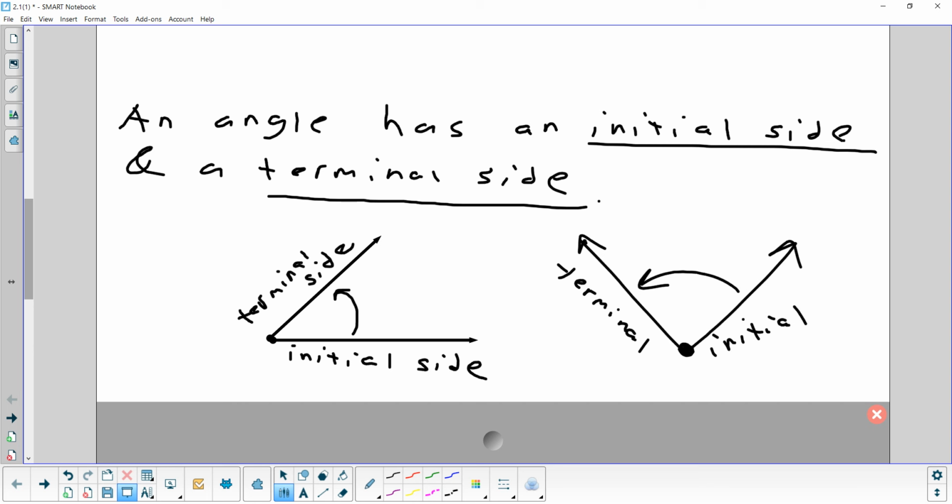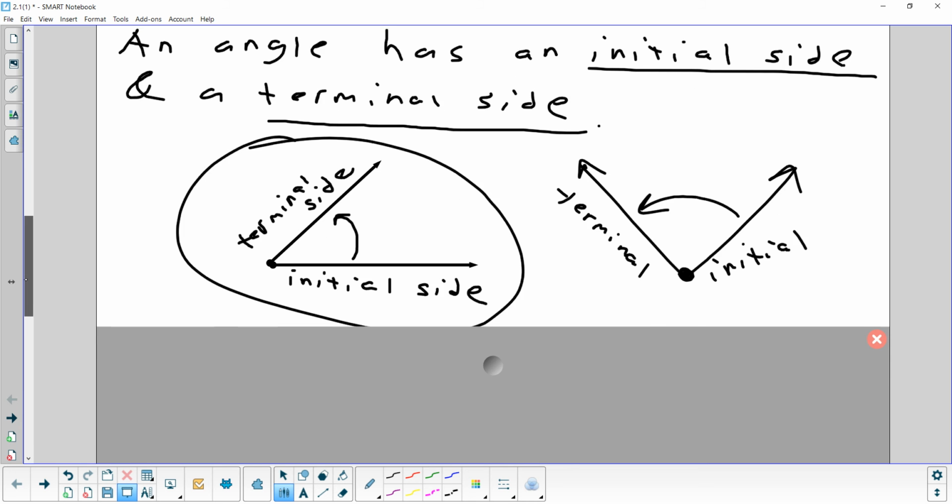Now, we're going to have an even easier way to tell which side is initial and terminal besides this rotation thing in a second. This is generally how you want to draw an angle, not like I did on the right. There's something about this one on the left that makes it a little nicer than this other one. It has to do with how you draw the initial side, like how you have it rotated. But I'll talk about that in a little bit. Any questions on that so far?